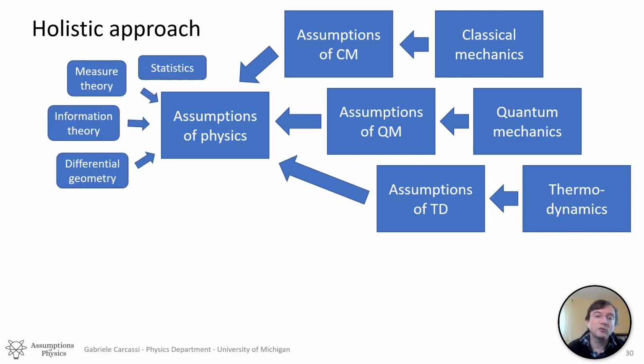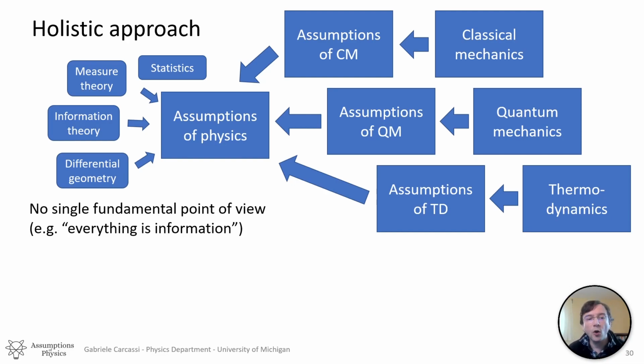And we want to do that in conjunction with all the other mathematical disciplines like measure theory, information theory, differential geometry, and so on, right? We want to boil everything down to the core, really the core assumption that we need to take. And so the idea is that we don't want a single fundamental point of view. We don't want to say something like, oh, everything is information and you don't have to worry about anything else, or everything is quantum mechanics and you don't have to worry about everything else. No, we want to really foster the idea that there are different points of view of the subjects, and switching hats is going to help you understand the whole better than just taking one particular view.